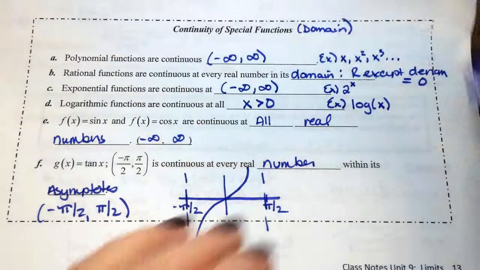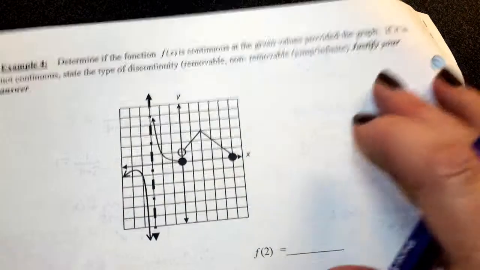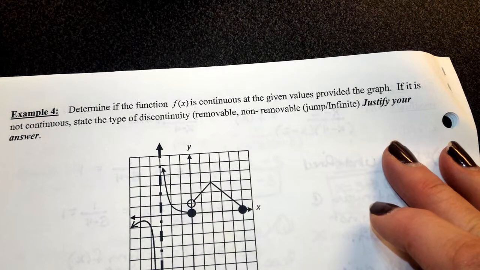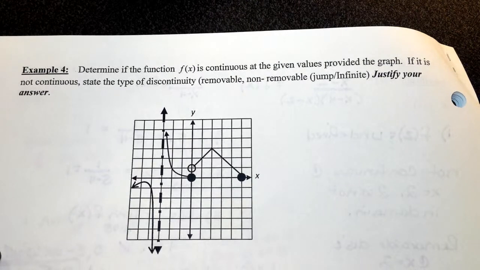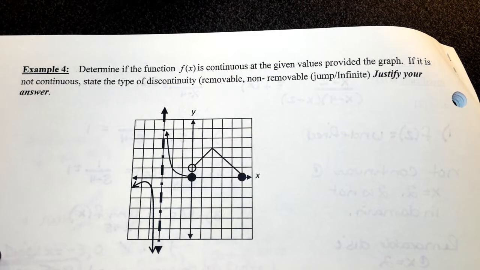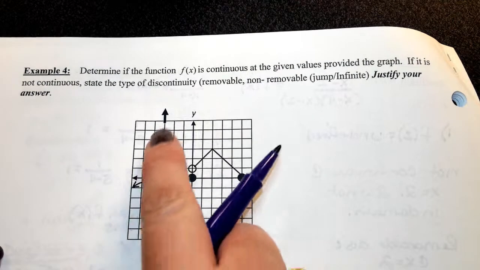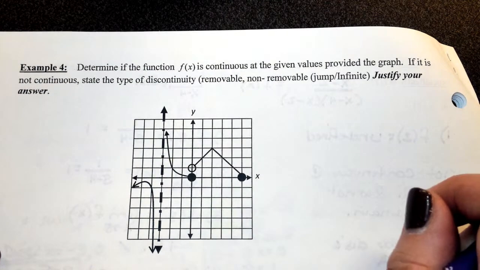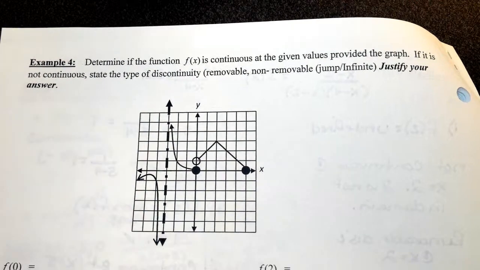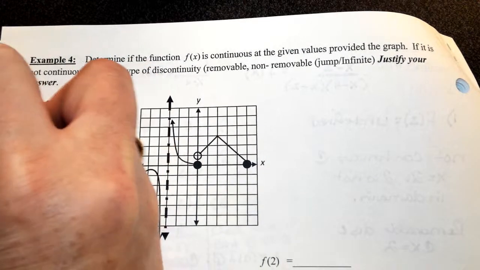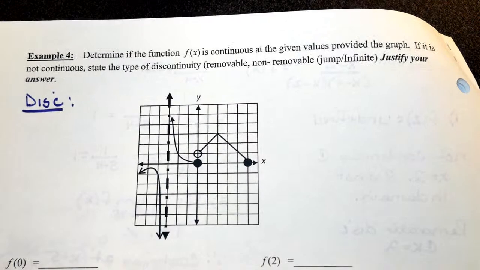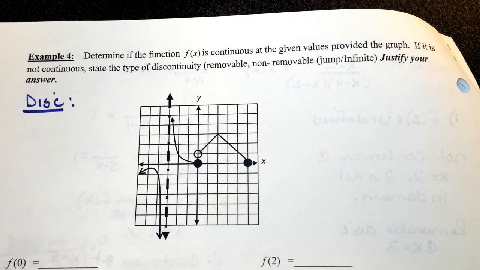So now let's take a look at a graph. So now, for example 4, determine if the function is continuous, and then if it is not continuous, state the type, and then justify your answer. So first of all, given this graph, tell me a place where you think it's going to be discontinuous. Give me an x value where you think it's going to be discontinuous. Negative 3, I agree with that.